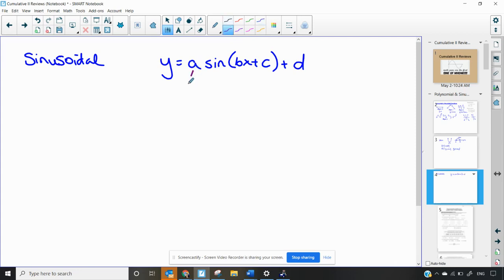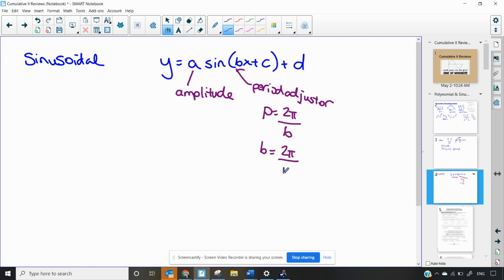So a, for example, if we were talking about a Ferris wheel related to our radius, on the function, it was our amplitude. B was known as our period adjuster. If you remember, our period adjuster was not the actual period, it just helped adjust the period. So period would be 2 pi over b, and b would be 2 pi over the period.